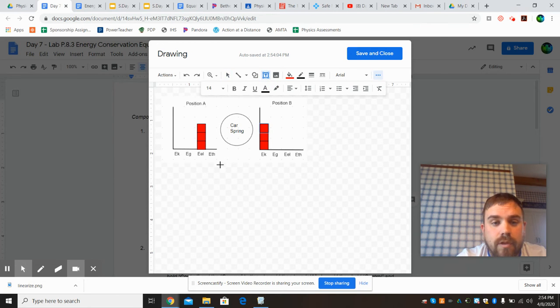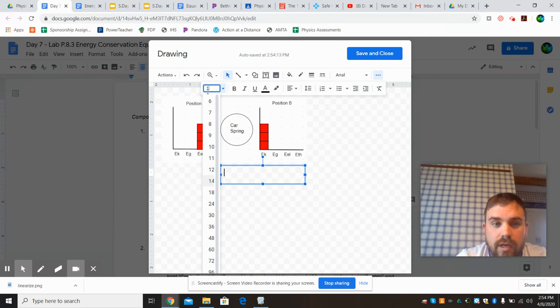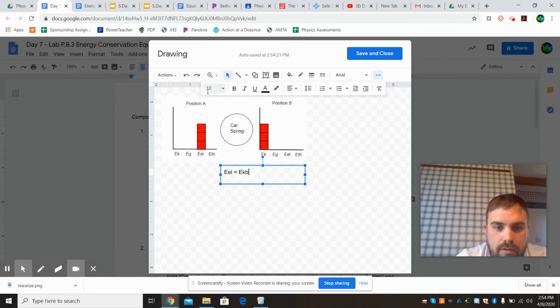And so now what I can do is write the equation just like we've been doing, and I'm going to shrink this a little bit. I'm going to say E_EL is equal to E_K at B. So now the question is, can I quantify one of these? Well, yes, I can, because I have equations for elastic energy right here.